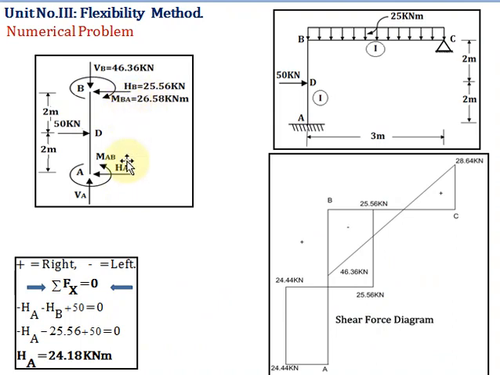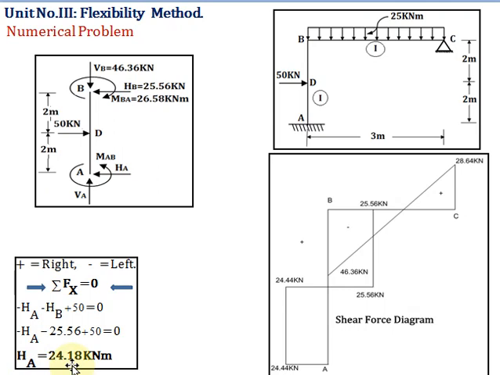Now here we have to find out the horizontal reaction at A. For that we will apply the summation Fx equal to 0, towards right positive and towards left negative. So HA acting towards the left, minus. HB is also acting towards the left, so minus, and the 50 kilonewton point load is acting towards the right side, so plus. So minus HA minus 25.56 plus 50, so we'll get the value of HA equal to 24.18. So 24.18 is the horizontal reaction at A.